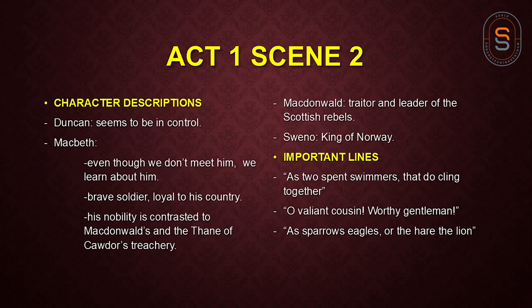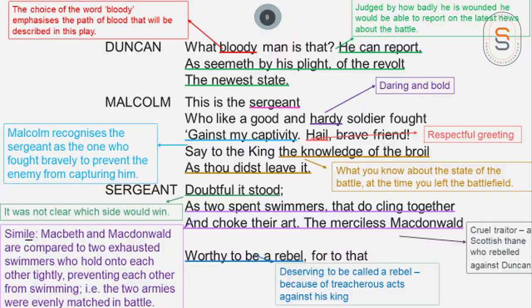Important lines in this scene: as two spent swimmers that do cling together. And then Duncan's words, "O valiant cousin, worthy gentleman." And then again, the soldier's words, "As sparrows, eagles, or the hare, the lion."